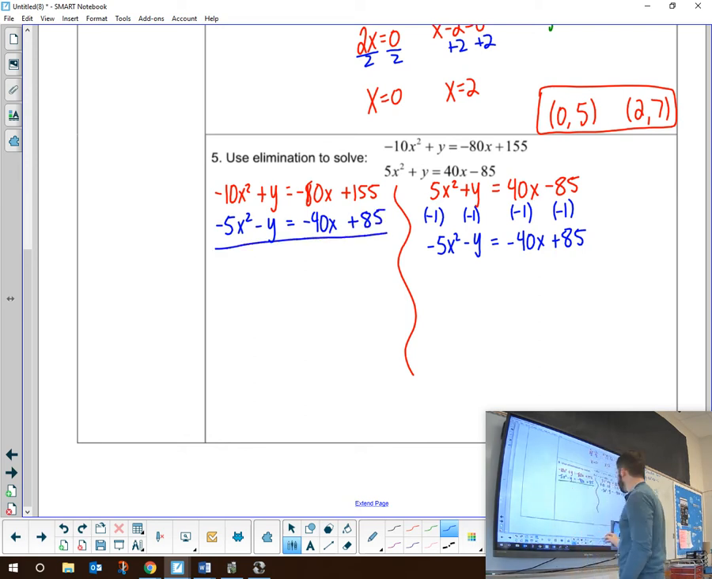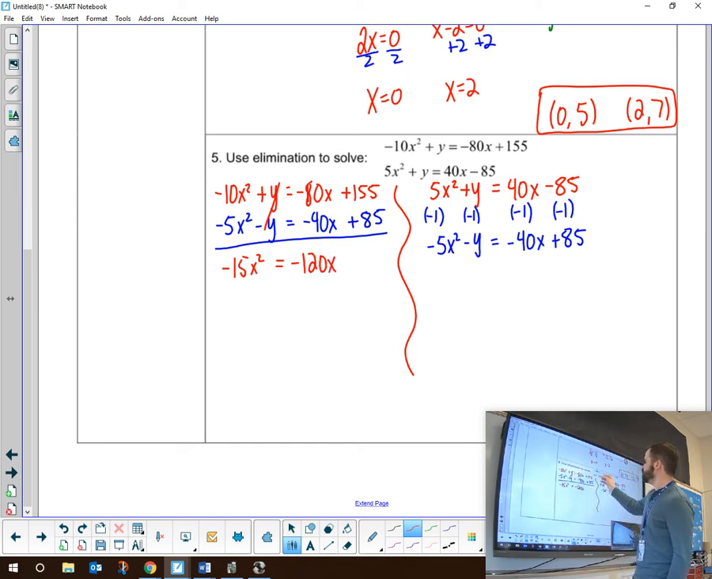Now, we're going to add our two equations together and combine like terms. So negative 10x squared minus 5x squared is negative 15x squared. These two, this is why we're doing it, cancel. So it leaves me with an equation that only has x's in it. Then, negative 80x minus 40x is going to be negative 120x. 155 plus 85 is going to be 240.